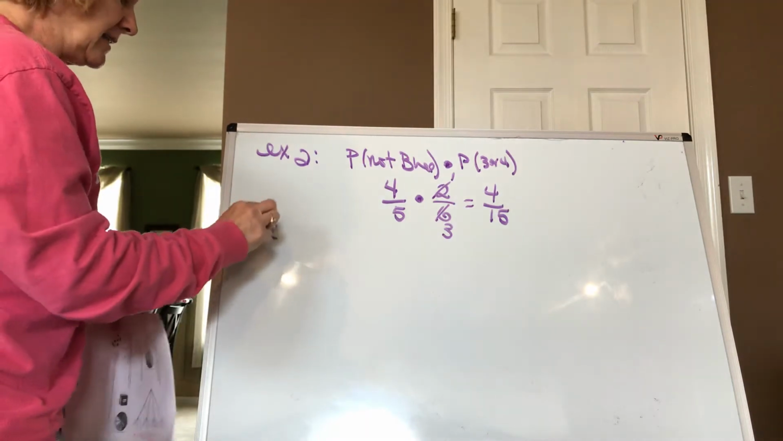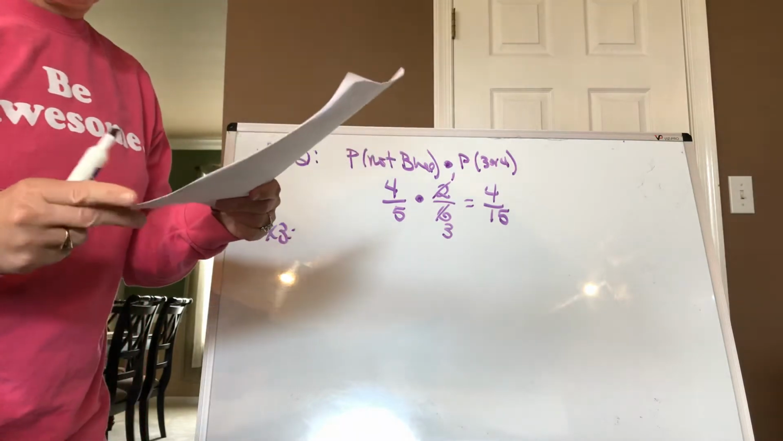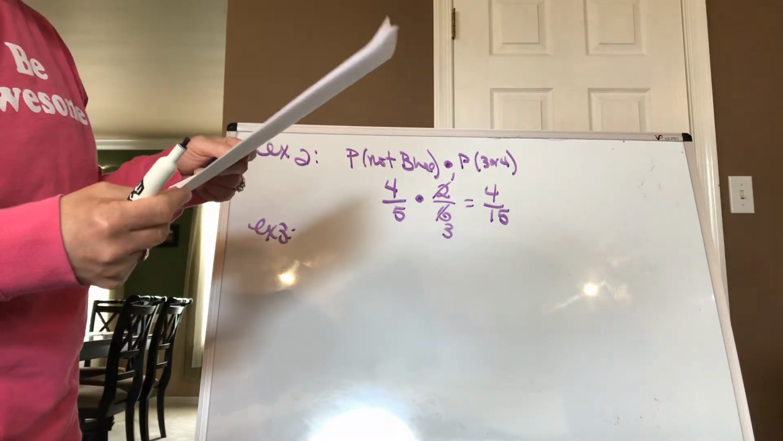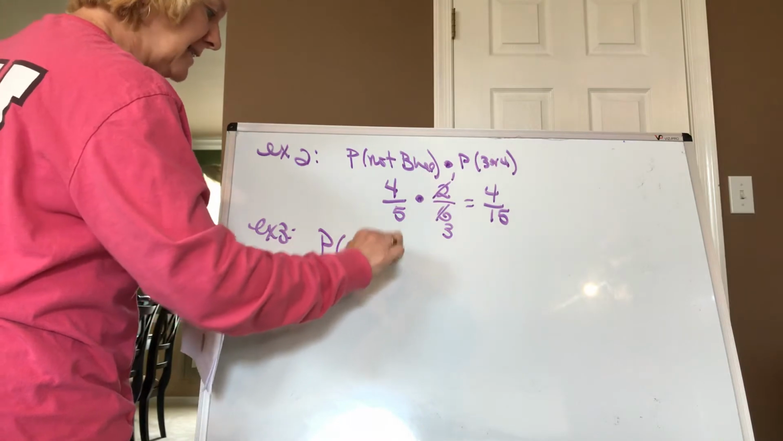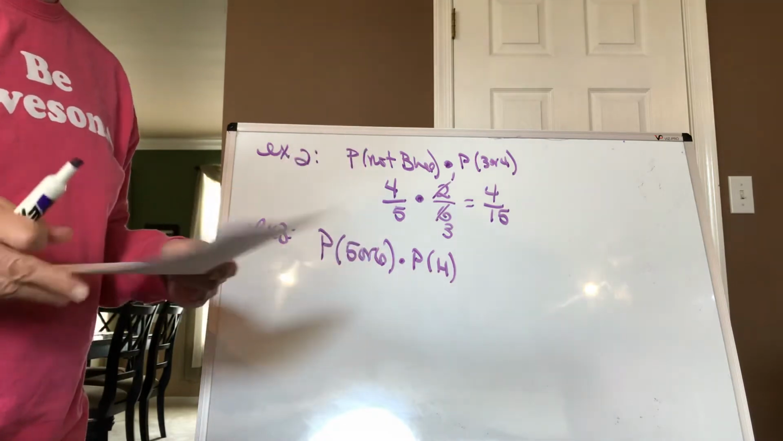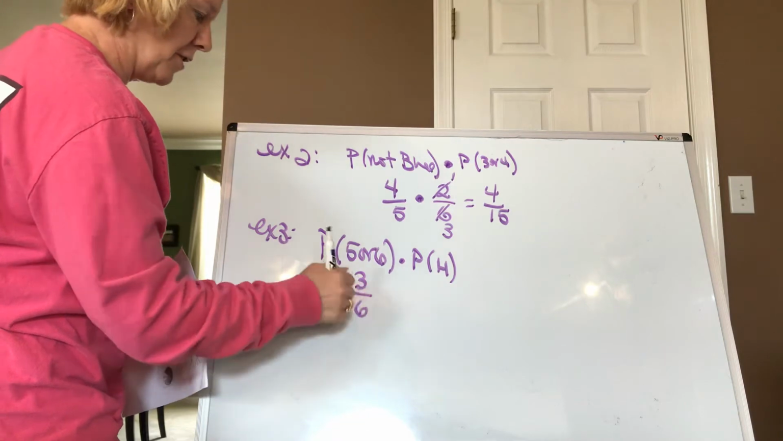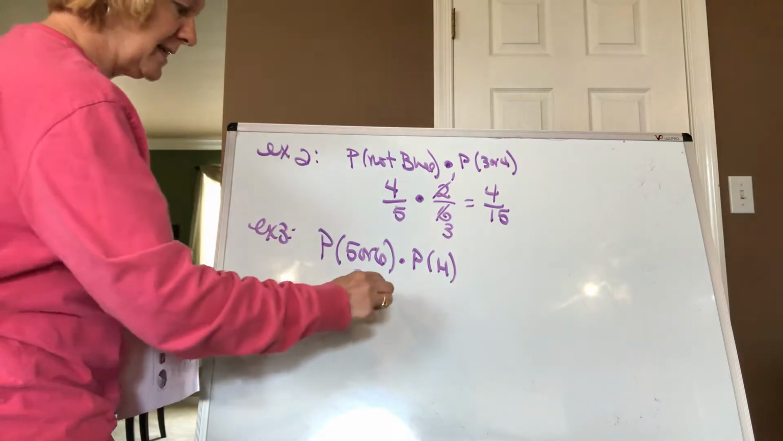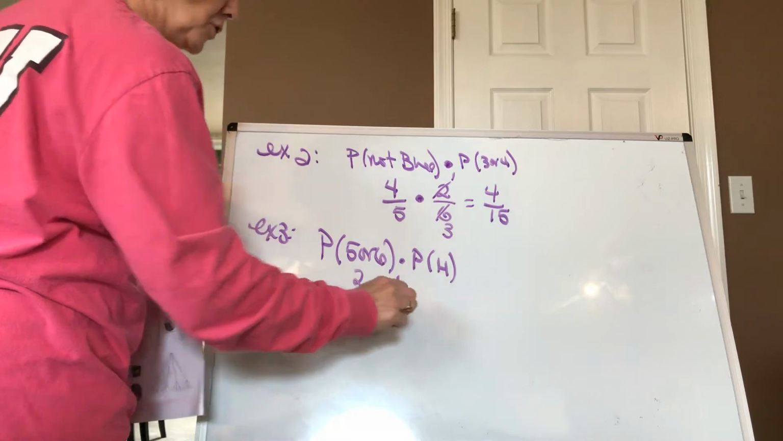Okay, example 3. A number cube is rolled and then a coin is tossed. What is the probability of the cube landing on a 5 or a 6 and the coin landing on heads? So, probability of 5 or 6 times probability of heads. Okay, I think I said landing on 10. I meant landing on heads. So, 5 or 6 is 2 out of 6 possibilities times, on a coin, one side is heads out of 2 possibilities.